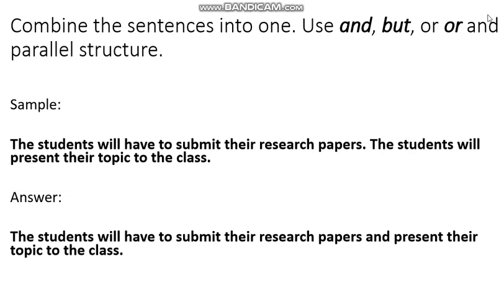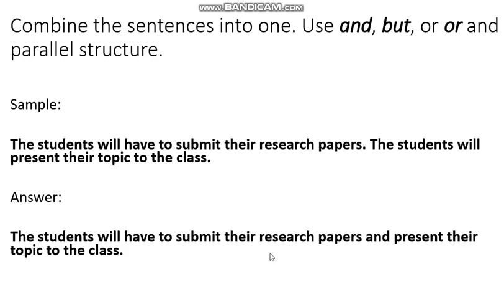In this next practice, I want you to combine the sentences into one. Now remember, I want you to use and, but, or, and parallel structure. Let's look at our sample. So here we have two sentences. The students will have to submit their research papers. The students will present their topics to the class. Now to combine this, we would say the students will have to submit their research papers and present their topic to the class.